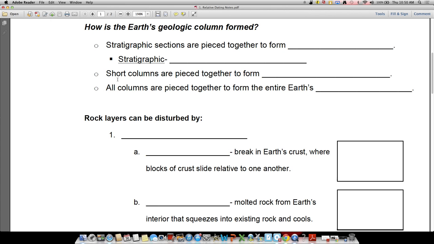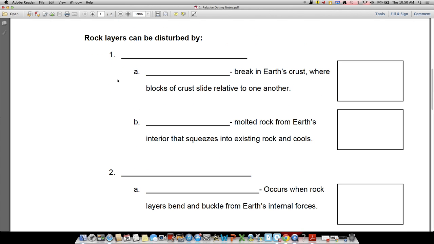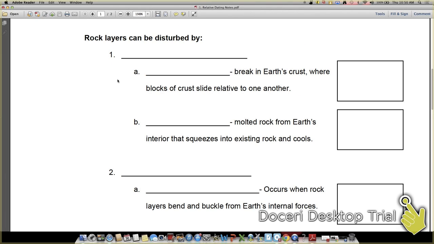Now let's talk about how rock layers can be disturbed. In one instance, rock layers are placed about in an undisturbed form. However, in some events, there is a break in the crust. What is that called? When the rock layers are broken. Your notes shouldn't be open.